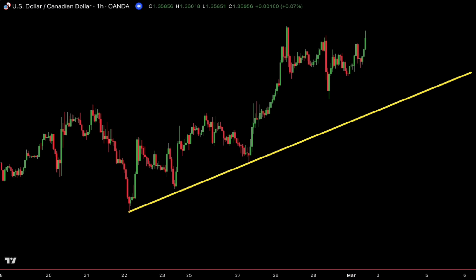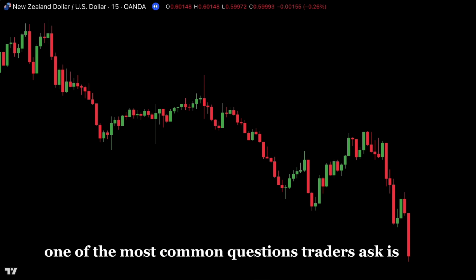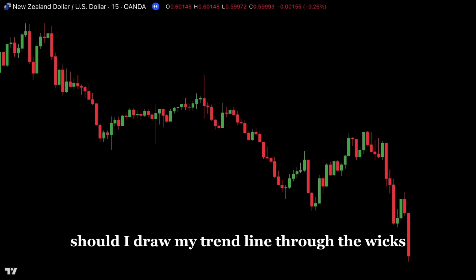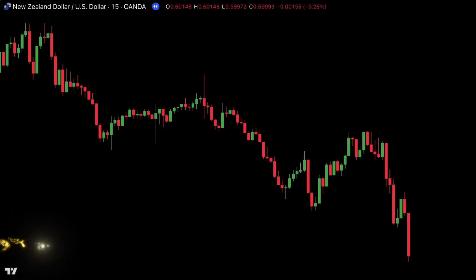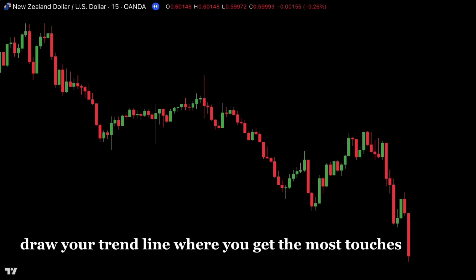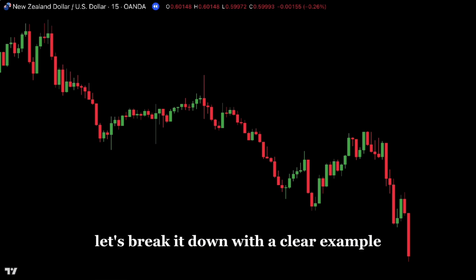One of the most common questions traders ask is, should I draw my trend line through the wicks, the candle bodies, or both? Here's the simple answer. Draw your trend line where you get the most touches. Let's break it down with a clear example.